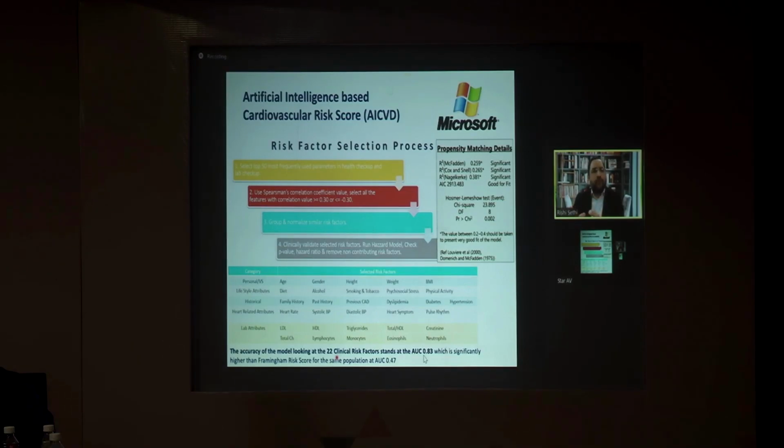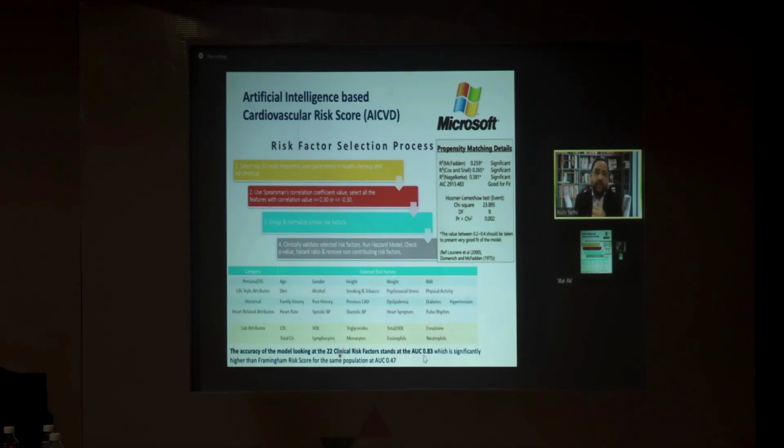And here what was done was a top 50 most frequently measured parameters of cardiovascular disease in health checkups and lab reports of patients were selected, and they were subjected to a very complex set of statistics. And 22 of those factors were selected to form a part of this model of AI-based models. And these 22 factors, when put in the deep neural networks, give us this risk scoring system of these patients.